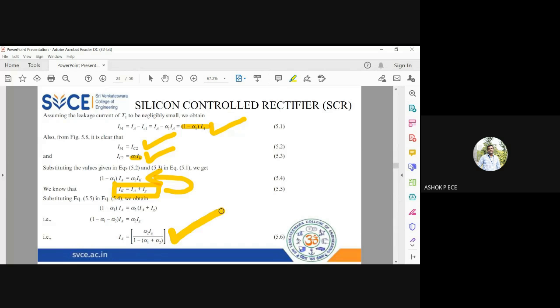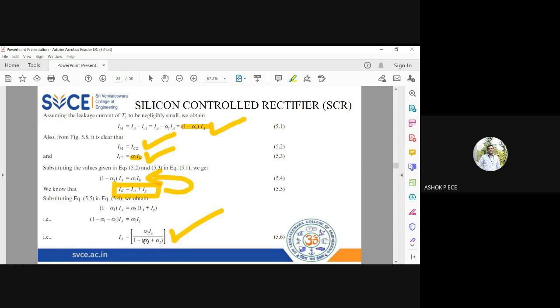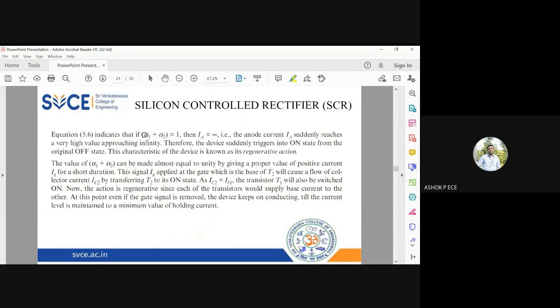So this is the anode current which is flowing through the SCR, which is dependent on the gate current and other parameters alpha 1 and alpha 2 of the two transistors. Now we are going to analyze what the possible conditions are for the anode current based on the gate current. See here, if alpha 1 plus alpha 2 equal to 1, then the anode current is infinity, which means the anode current suddenly reaches a very high value approaching infinity.